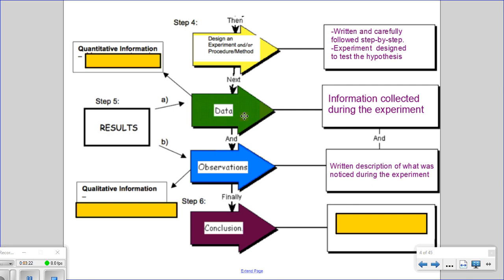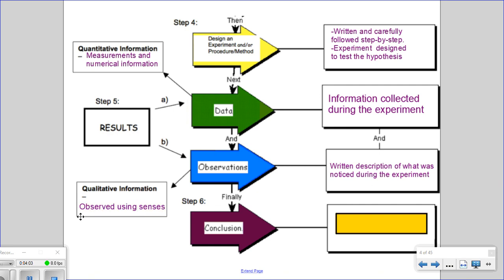Now, the information that is collected can take on two forms. So that data that is collected would be generally considered quantitative information. And quantitative information are measurements and numerical information. So if you're growing a plant, let's say, and you want to know how sunlight affects the growth of a plant, you would measure the height of the plant each day or each week, and that would be a quantitative measurement.